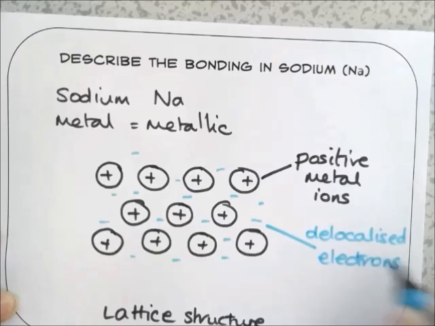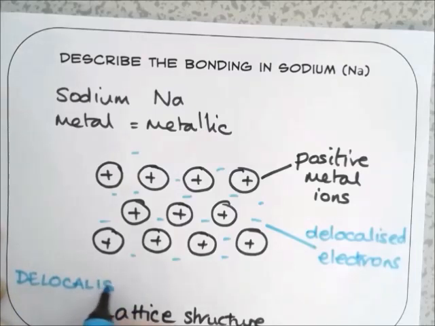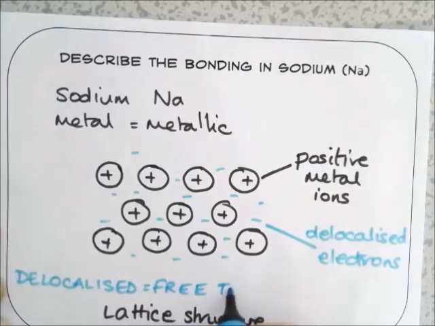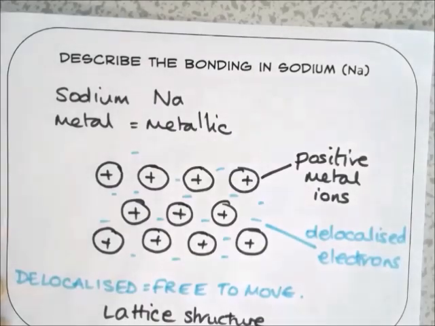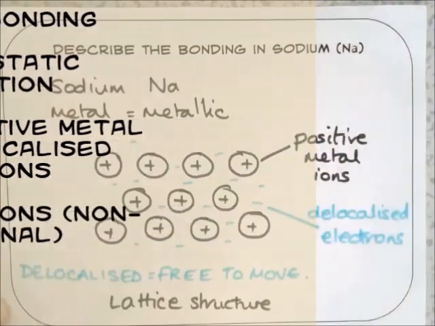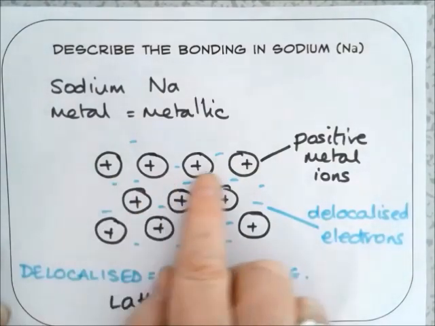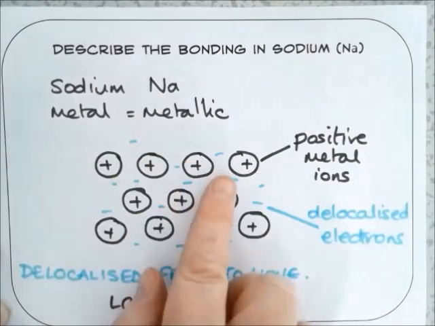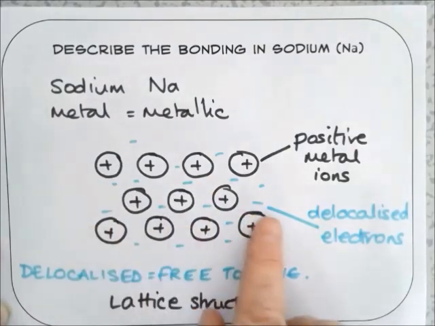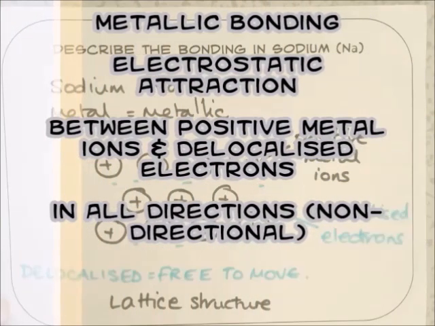And we need to remember that delocalized electrons means that these electrons are free to move throughout the structure. And that's why metals can conduct electricity. And if we're asked to describe the bonding, we need to describe it as electrostatic attraction, because all kinds of bonding are that. And that's between positive metal ions in a lattice structure and the delocalized electrons. And the bonding happens in all directions equally. And there you go, describe the bonding in sodium, metallic bonding.